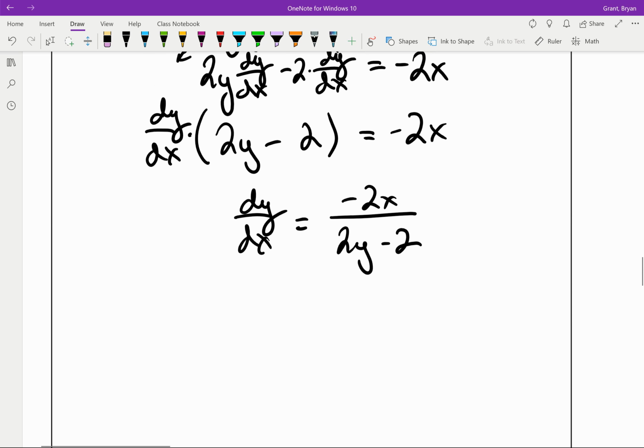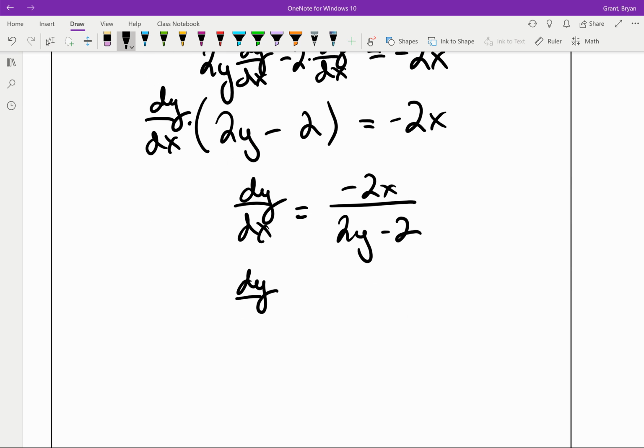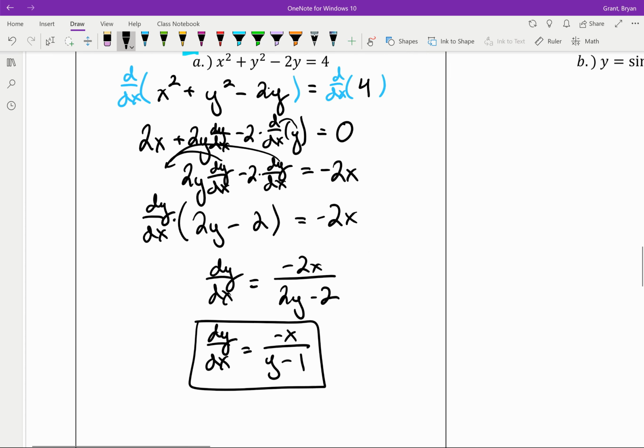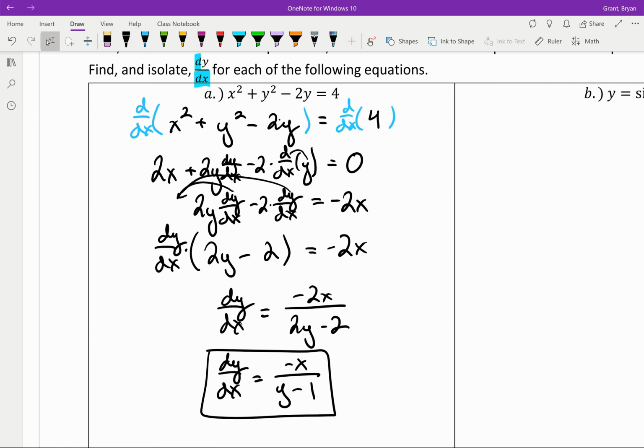And honestly, I would probably go a step further too. I think, divide everything by 2. So we get negative x divided by y minus 1. That looks a little bit more clean to me. And we're done. Right? So instead of having to go through and isolate and deal with weird square roots, we get a pretty darn nice derivative. In fact, I think the derivative is maybe even nicer than the original function.